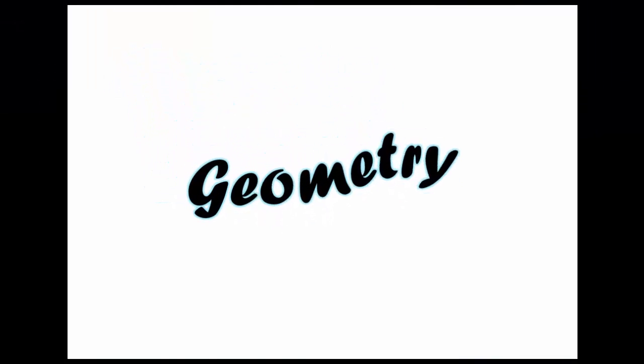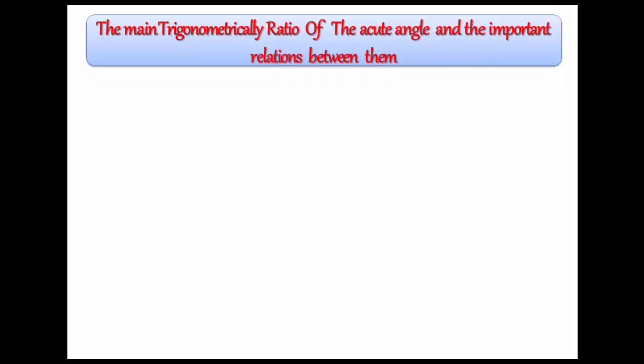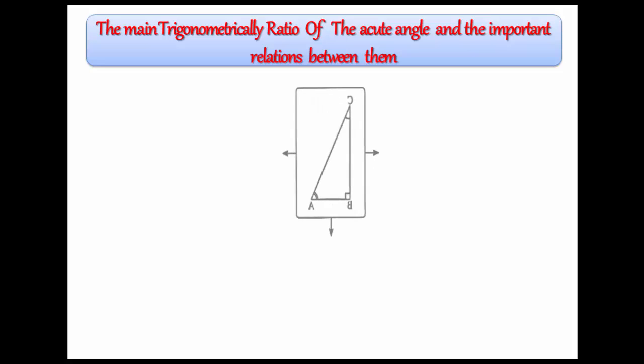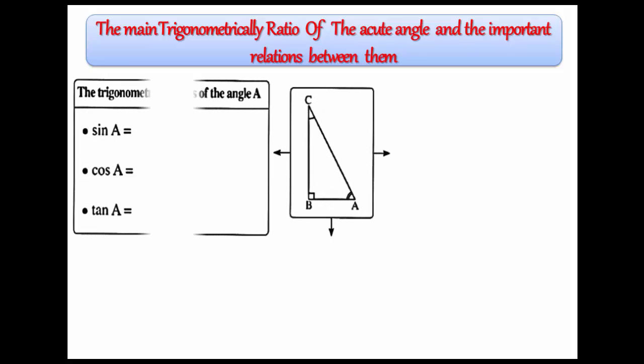Geometry. The main trigonometrical ratios of the acute angle and the important relations between them. The trigonometrical ratios of the angle A.